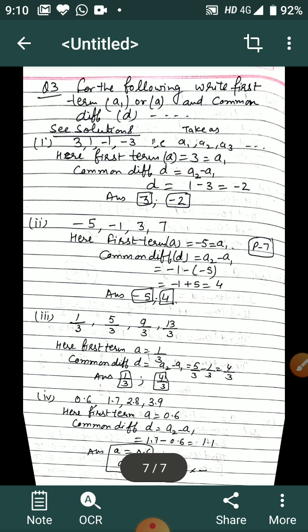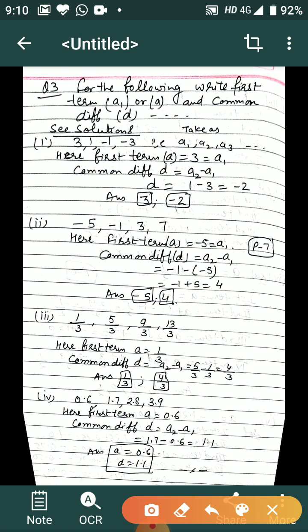And now question number 3. See here, question number 3 is again, what is the question 3? For the following, write the first term A1 or A and the common difference. What is here? Here a sequence is given as 3, 1, -1, -3. Okay, what is given here? Here it is given 3, 1, -1, -3, A1, A2, A3.